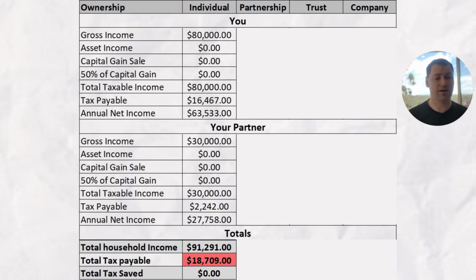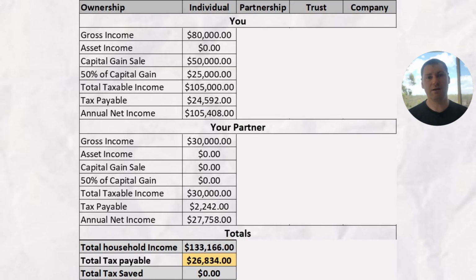Your partner has an annual income of $30,000. They're on a lower tax bracket. They have a tax payable amount of $2,242. Therefore, their annual net income is $27,758. So combined for the year, you have a total household income after taxes of $91,291 and a total tax payable of $18,709.